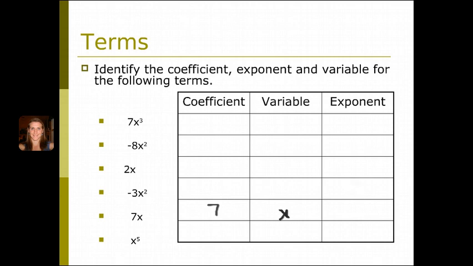And our last example, x to the 5th power, is a little bit of a trick question. You do have a coefficient on this, even though it's not written. Anytime you see a variable by itself, it always has a coefficient of 1. So 1 is our coefficient, x is our variable, and 5 is our exponent.